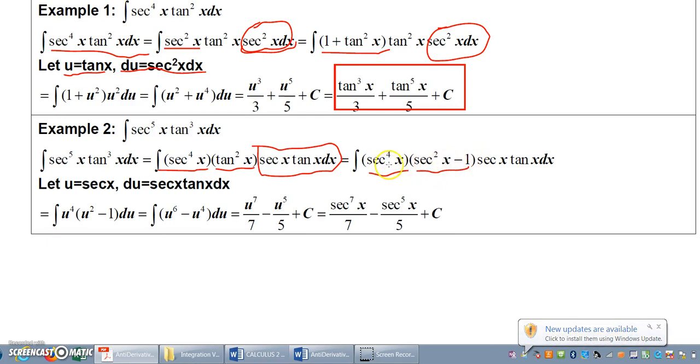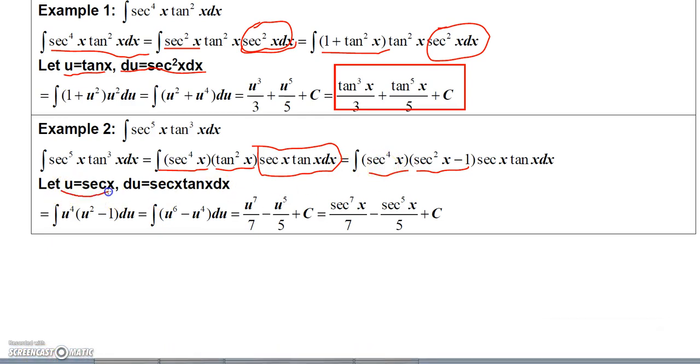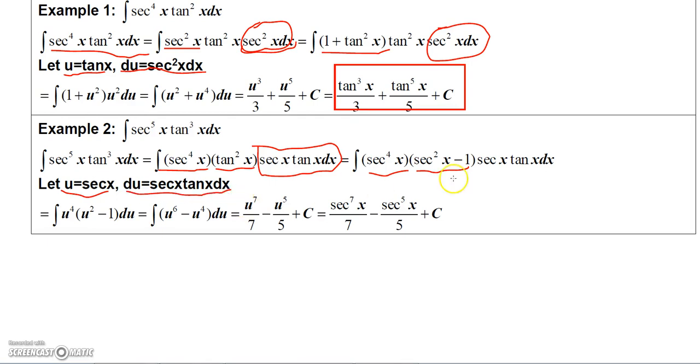And so I can let u equal secant x. If I let u equal secant x right here, then du would simply be secant x tangent x dx. So this part right here is simply the du. And then here I have u to the fourth times u squared minus 1 times du. Then multiply that out, and you get u to the sixth minus u to the fourth du, which equals u to the seventh over 7 minus u to the fifth over 5 plus a constant, by just using the power rule on these terms.